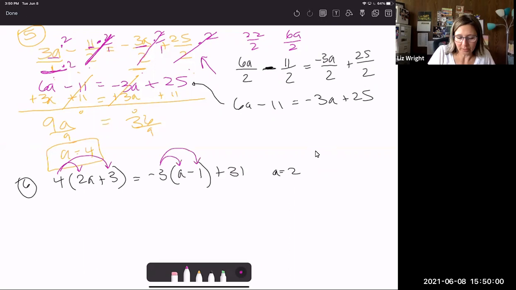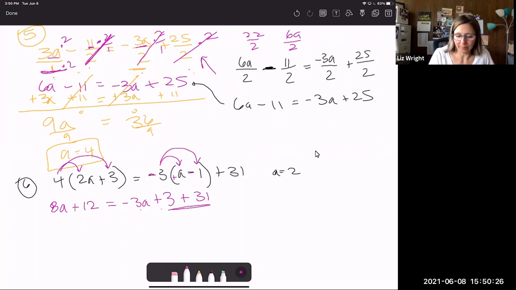So I'm going to choose to distribute first. I'm going to get 8a plus 12 equals negative 3a plus 3, because I'm getting negative times a positive, which gives me a negative. Negative times a negative gives me a positive, and then I'm doing plus 31. Now simplify, combine your like terms, get the a's on one side, the constants on the other, then get a all by itself. Those are our steps.